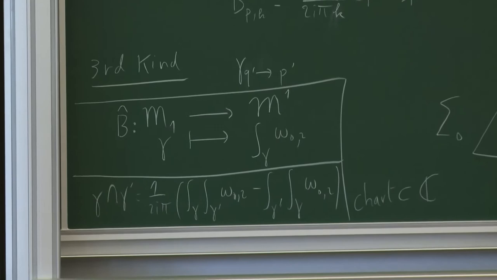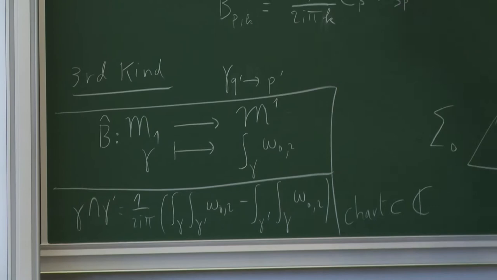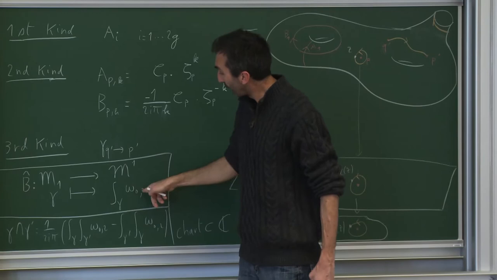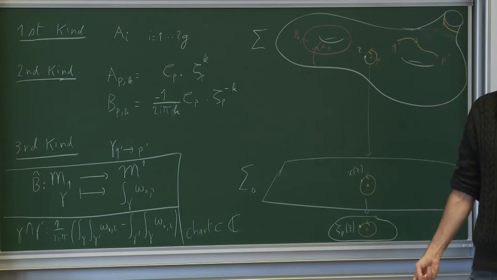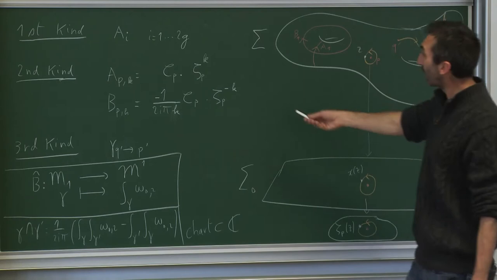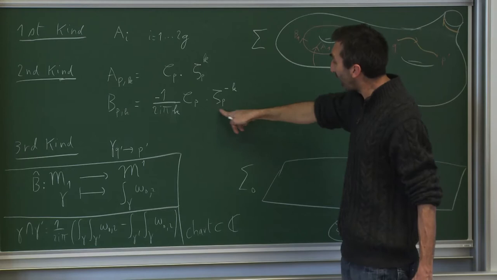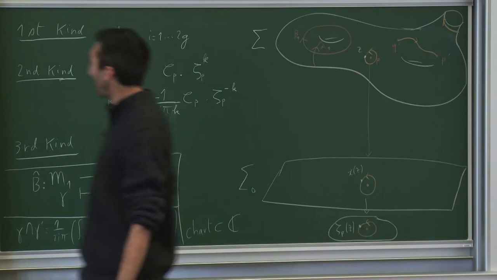An example of generalized cycles that generate this M1: we have the usual cycles that I will call first kind cycles. Indeed, the integral of omega 0,2 on first kind cycles gives holomorphic forms, that are first kind meromorphic differentials. When you integrate this type of cycles, let's say a B_{P,k}, a very small circle around point P, weighted by an integrand.